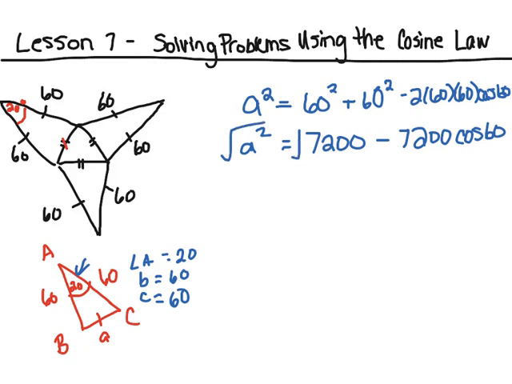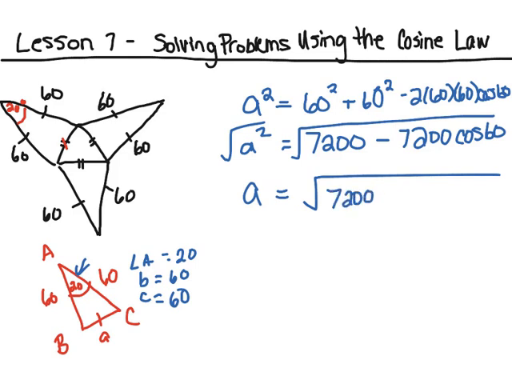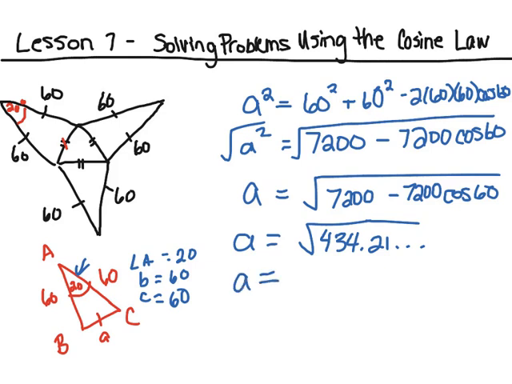And to get A by itself, we're going to square root both sides. So A is equal to the square root of 7,200 minus 7,200 cos of 60. So type that into your calculator. So 7,200 minus 7,200 cos of 60, you should get 434.21 dot dot dot dot. And if you take the square root of that number that's already on your calculator screen, you should get 20.8 centimeters. So the length of each side of the equilateral triangle is 20.8 centimeters, and you should write that.